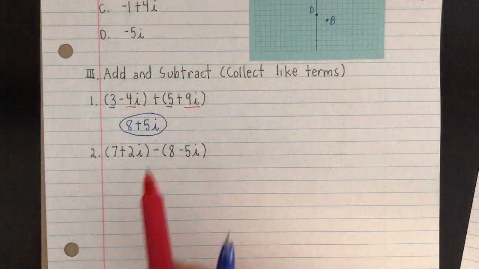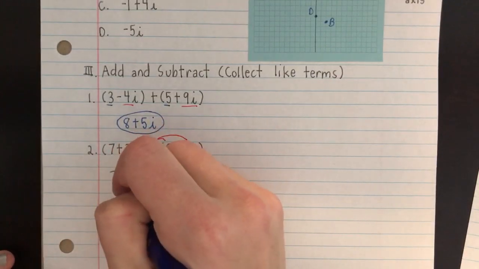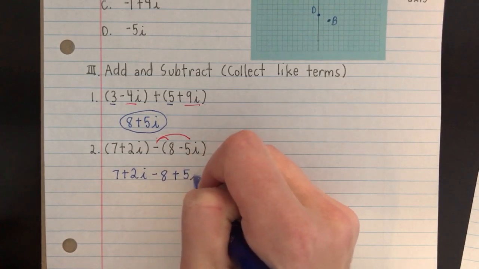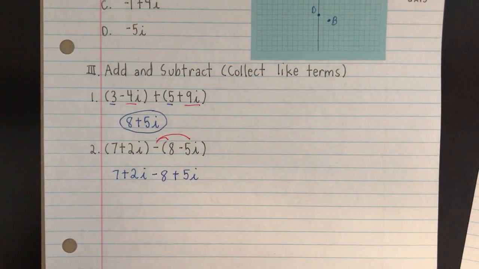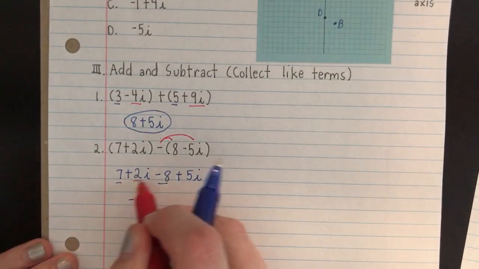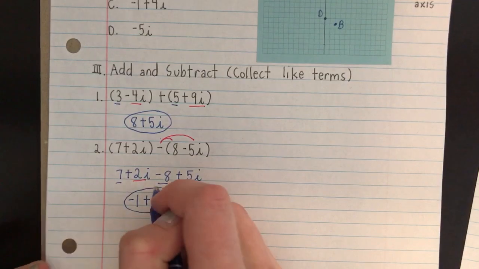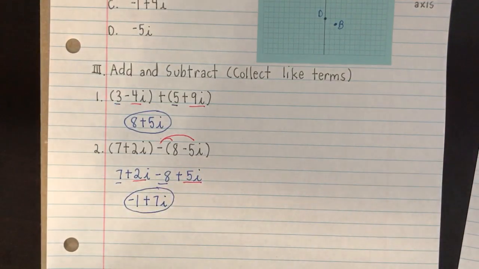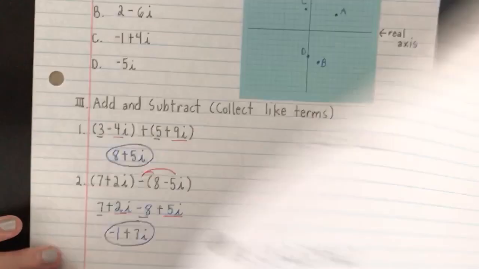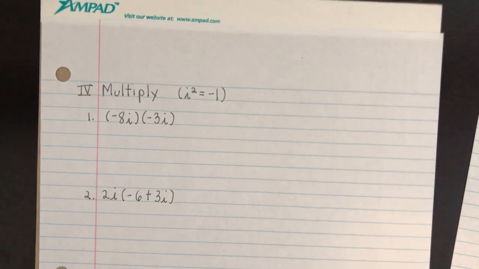The only difference when you subtract is you can't forget to distribute the negative. So this would become 7 + 2i - 8 - 5i, and then you can combine like terms. So the 7 and -8 would be -1, and then the 2i and the -5i would become -3i. So you're finished on that. Okay, so now we've done adding, subtracting, and graphing. Now we're going to do some multiplication. Write this down.